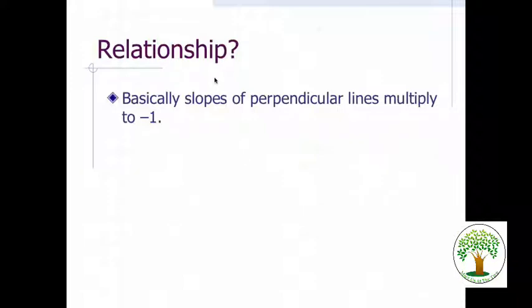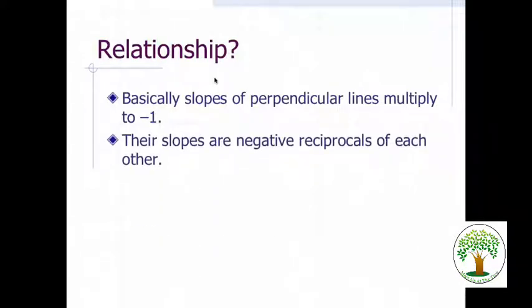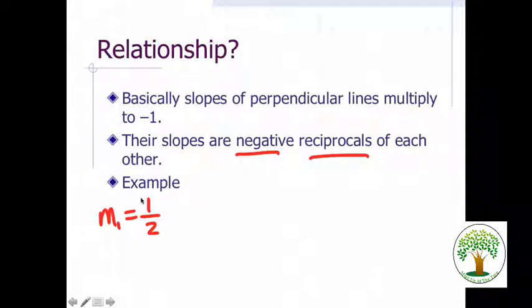I like another definition even better, and I'm going to explain this too. Their slopes are negative reciprocals of each other. I'm going to give you some examples here. So if I have one of the slopes of, let's say, 1/2, we're going to call that slope number 1. M was slope, if you remember. The words negative and reciprocal are what you need to concentrate on. So if I wanted the slope of another line that was perpendicular to the first line, I'd need the reciprocal.